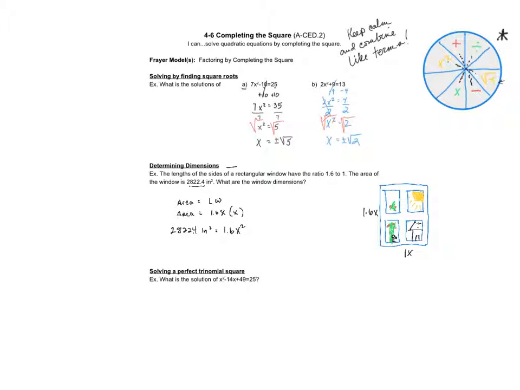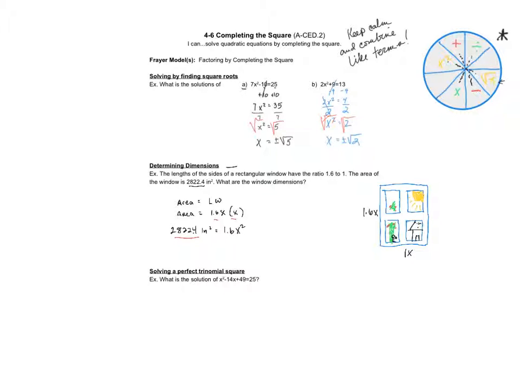I know that I'm looking for the area of this window, and the area equals length times width. I determine that my length is going to be 1.6x and my width is x, so I've done a little bit of substitution in here. Then I substituted the area that they gave me in the initial problem, which was 2,822.4 inches squared, is going to be equal to my length times width.